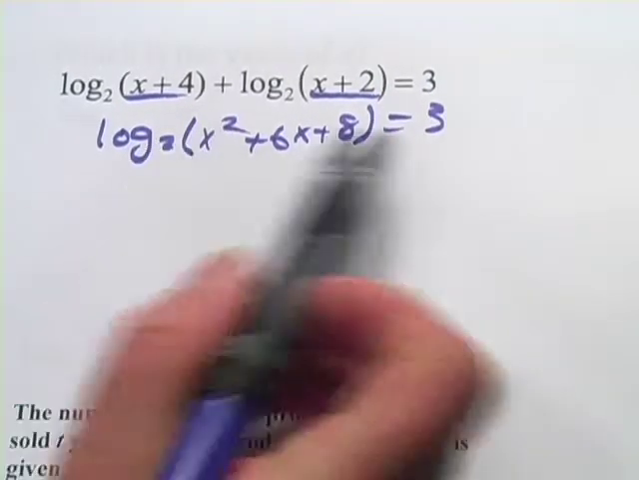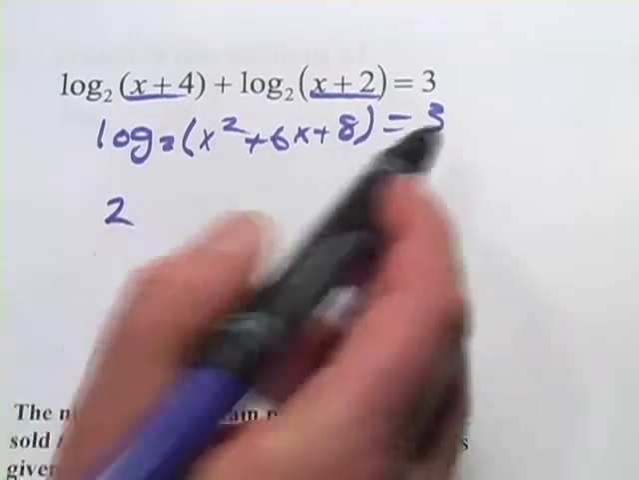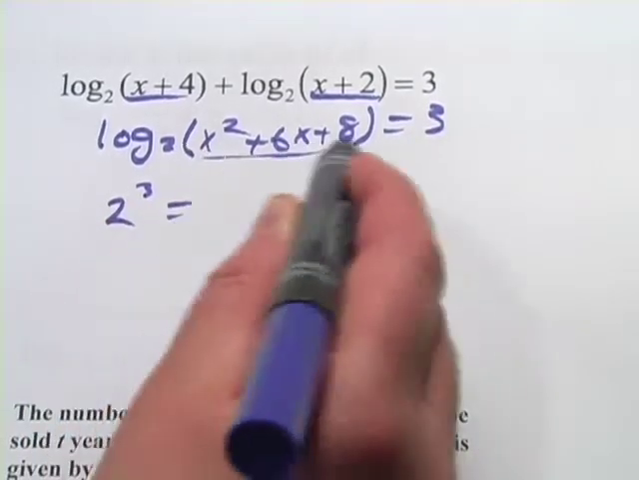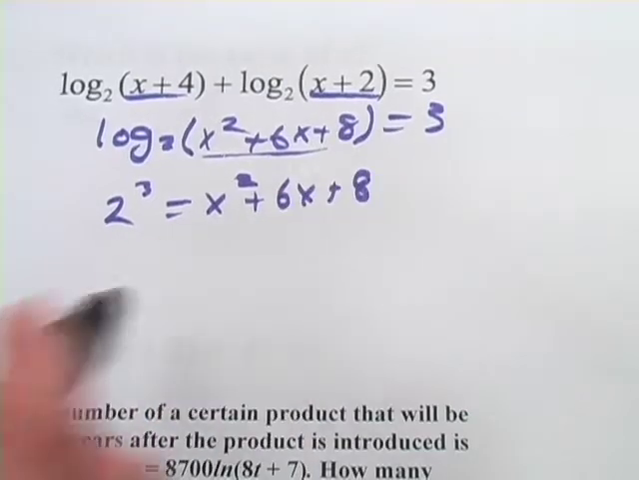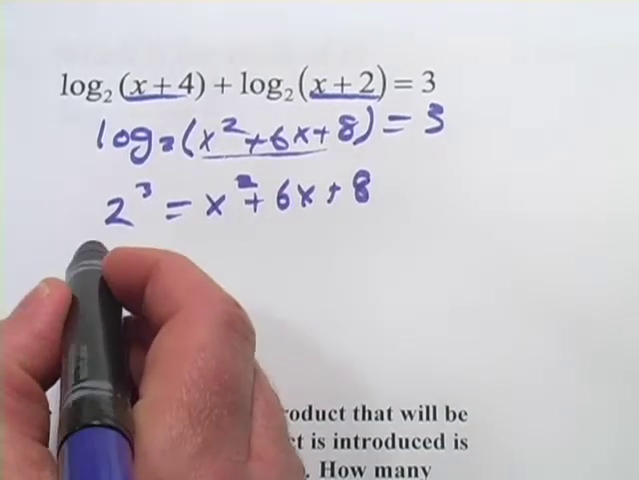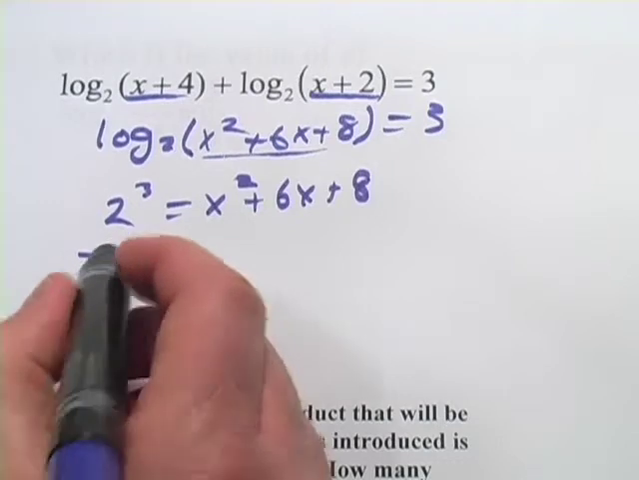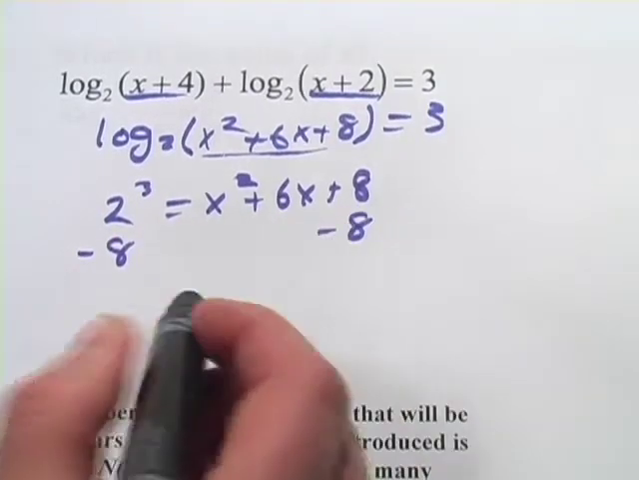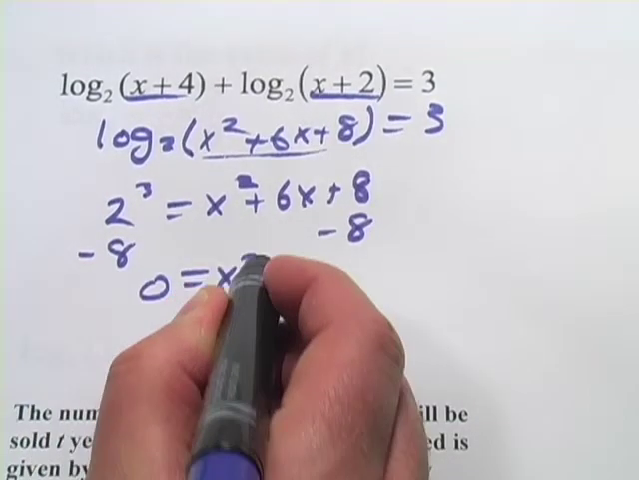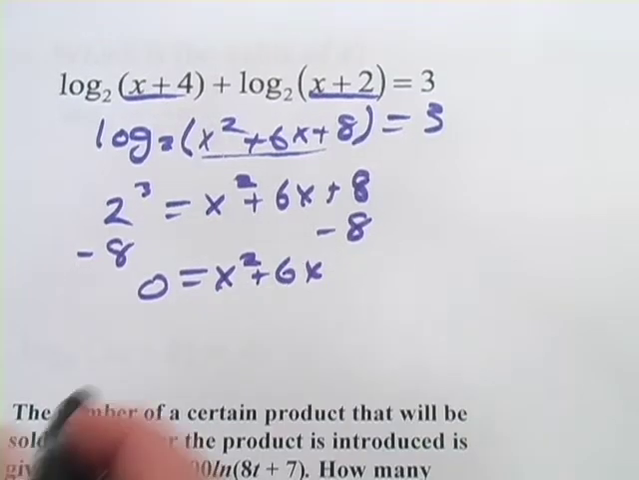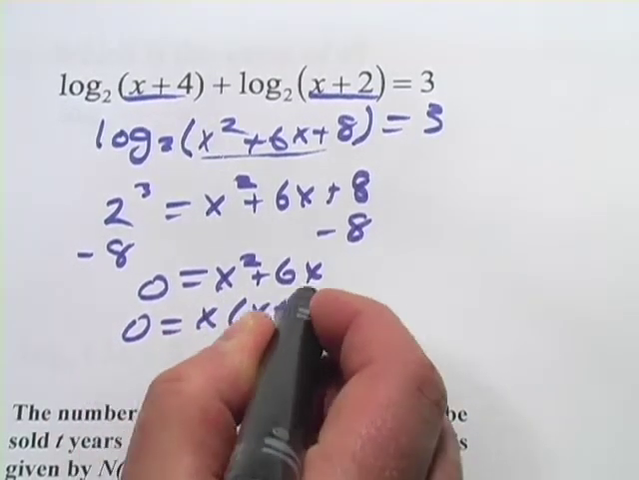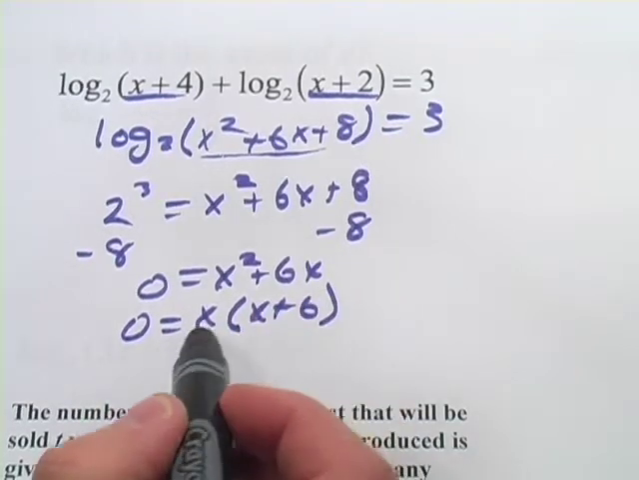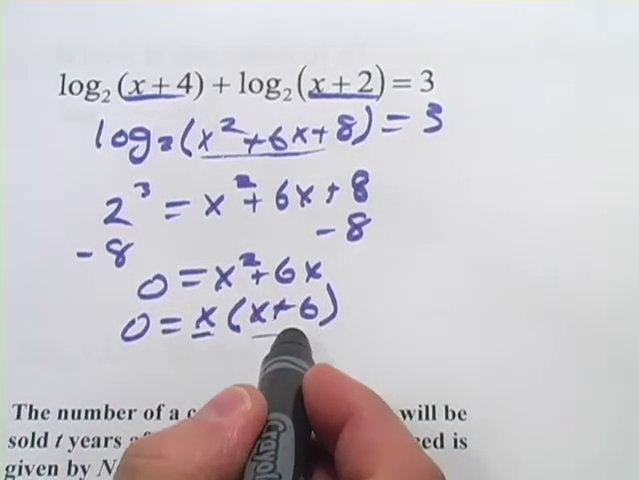Now we can put this in exponential form, so we'd have the base 2 to the power 3 equals this guy, x squared plus 6x plus 8. And then, well, 2 to the 3 is 8, so we can subtract 8 from both sides here, and we get 0 equals x squared plus 6x. From there we can factor out an x. We get x times x plus 6. So you see we're going to have two factors here: x equals 0 and x equals negative 6.